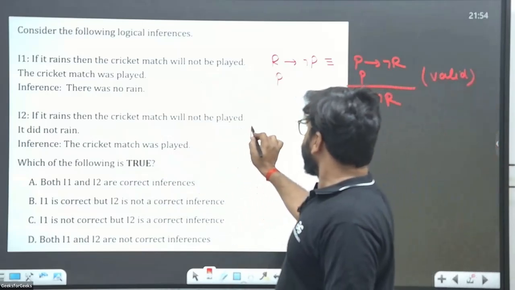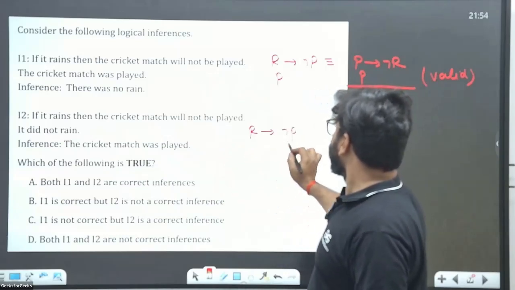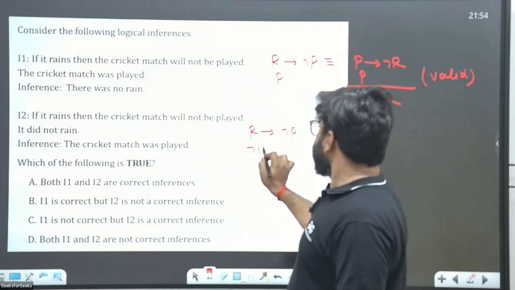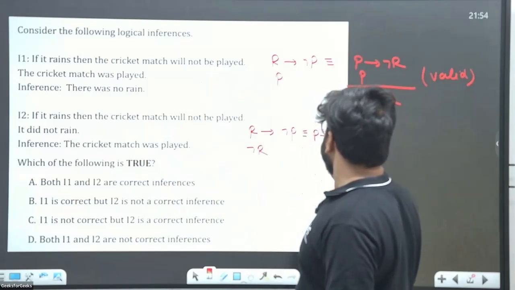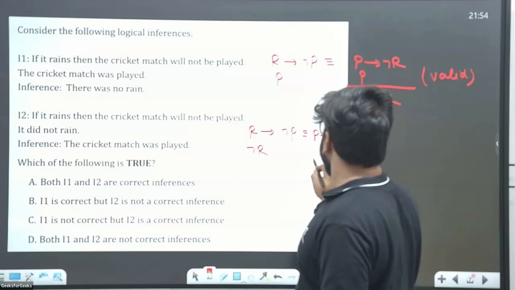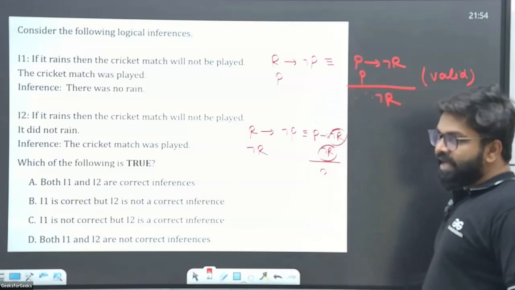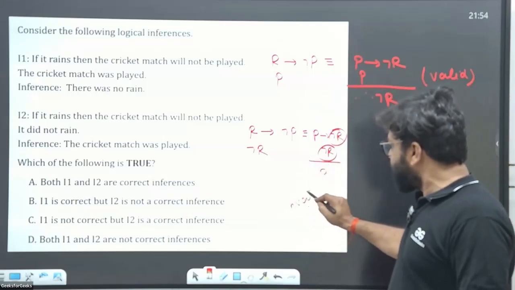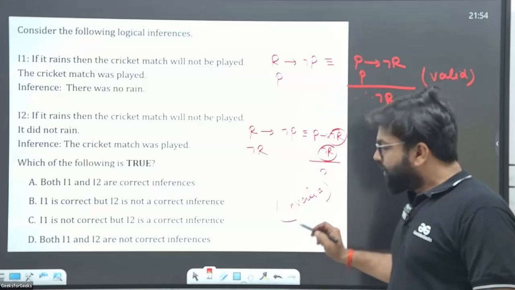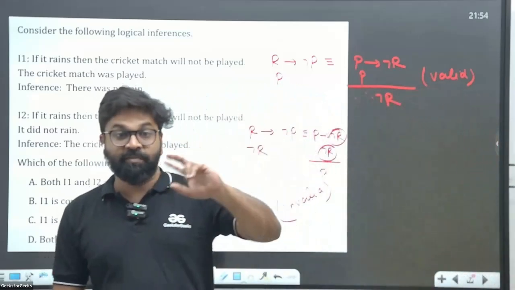Second question. First premise, if it rains, the cricket match will not be played. Fine. It did not rain, that means negation of R. Okay, try to take the contrapositive. P implies negation of R, and then therefore P. Now, as you can see, the right side does not imply the left side. So that is why the second one will become invalid. Understood? If you remember, I have explained, sometimes it may not.